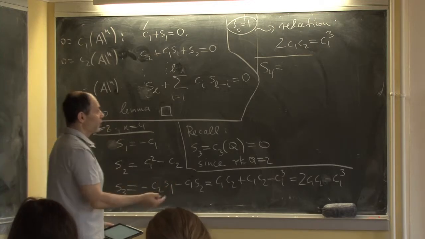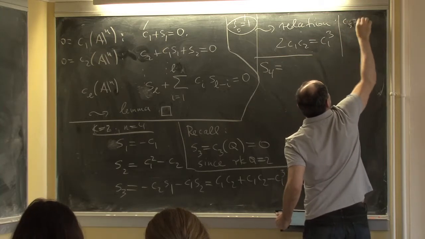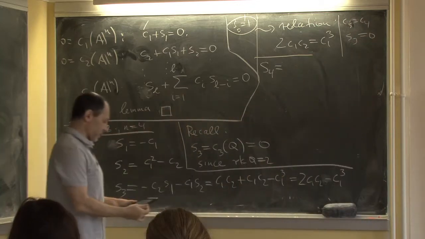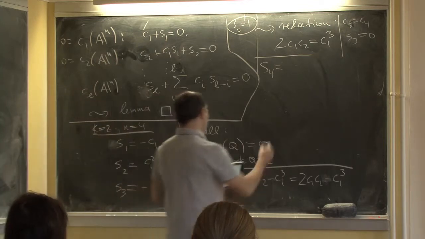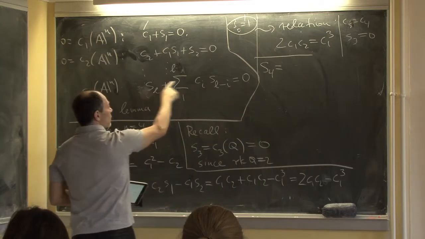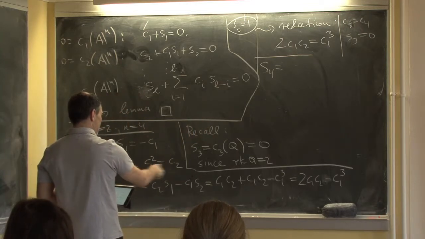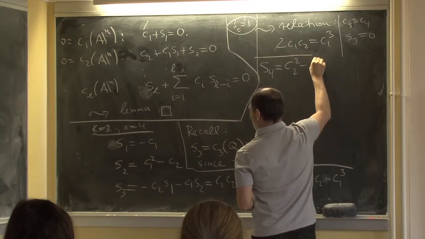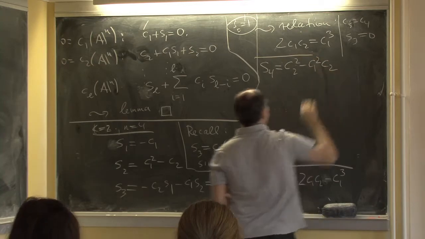Remember that we know C3 is 0, C4 is 0, and S3 is also 0. So when I do that, this expression becomes much simpler, because the only terms I have are basically the same two terms. So S4, you'll have C2 times S2. You just multiply C2 times S2 here, and then you get just C2 squared minus C1 squared C2. This is what you get.